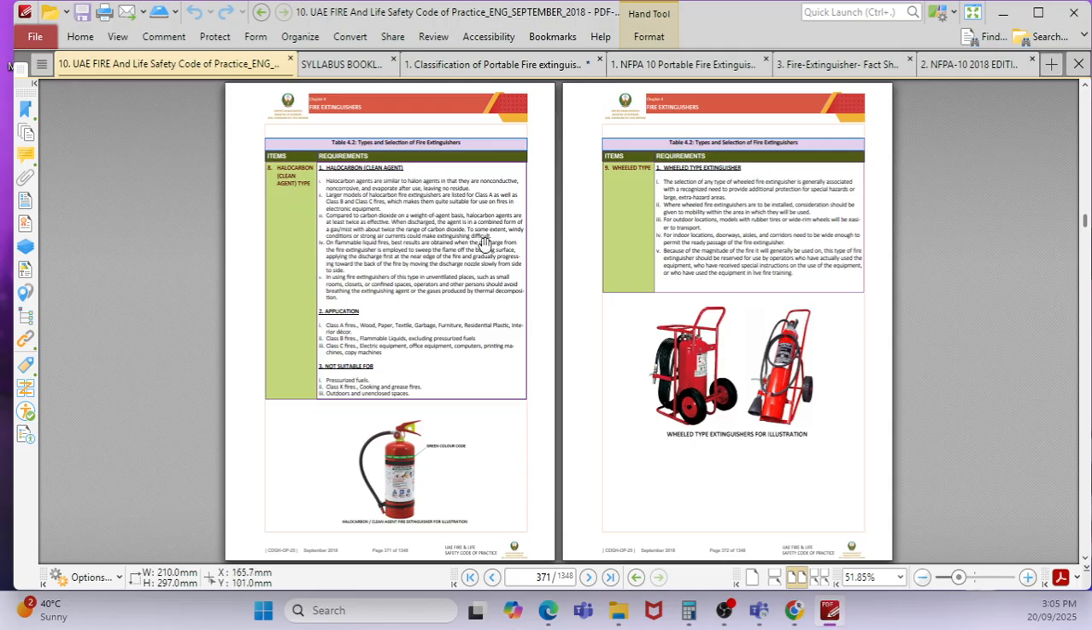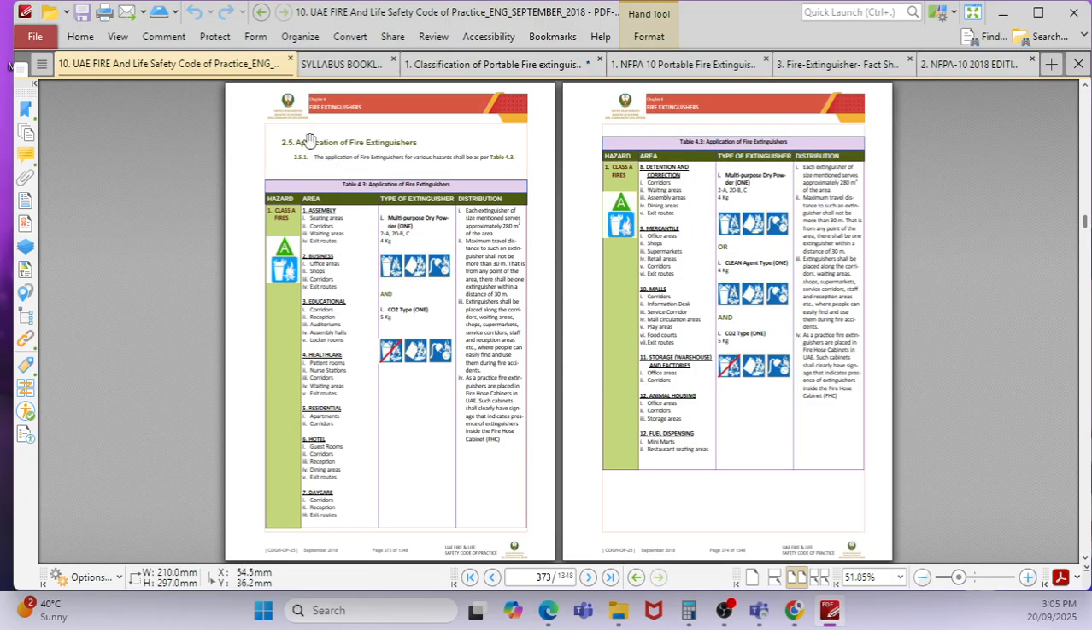Okay, if you talk about server rooms, they use this type of fire extinguisher, halocarbon clean agent fire extinguishers. Okay, and you have a wheel type fire extinguisher, right? This type of fire extinguisher is there. Now, if you go further in the table, here it is given, application of fire extinguisher, very clearly given.